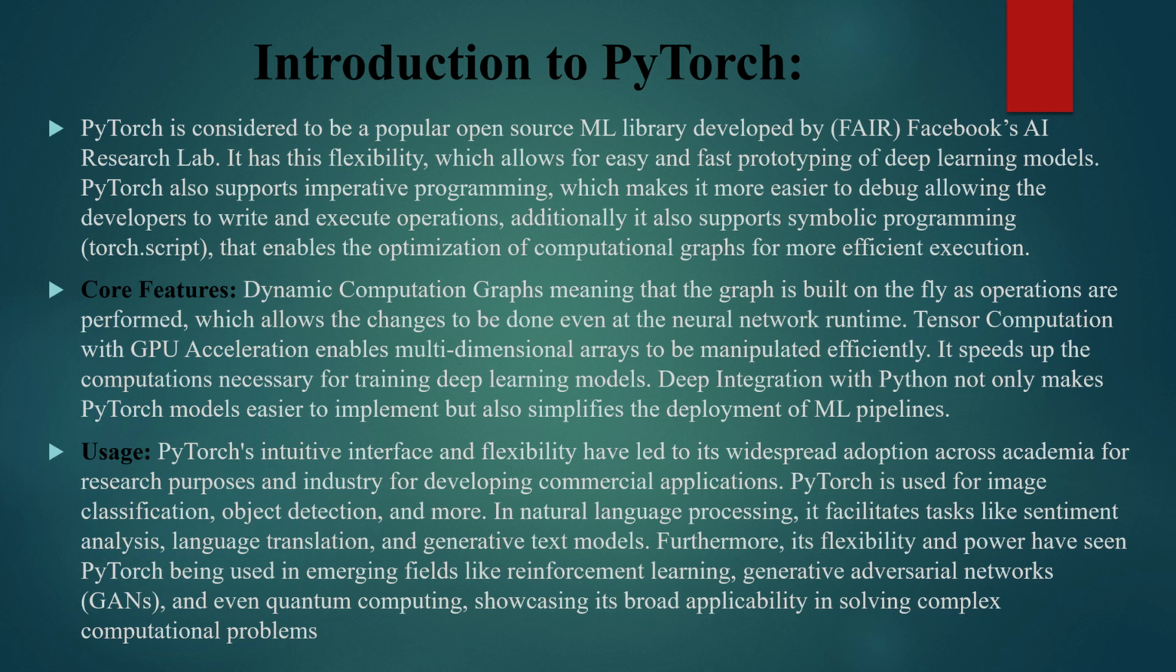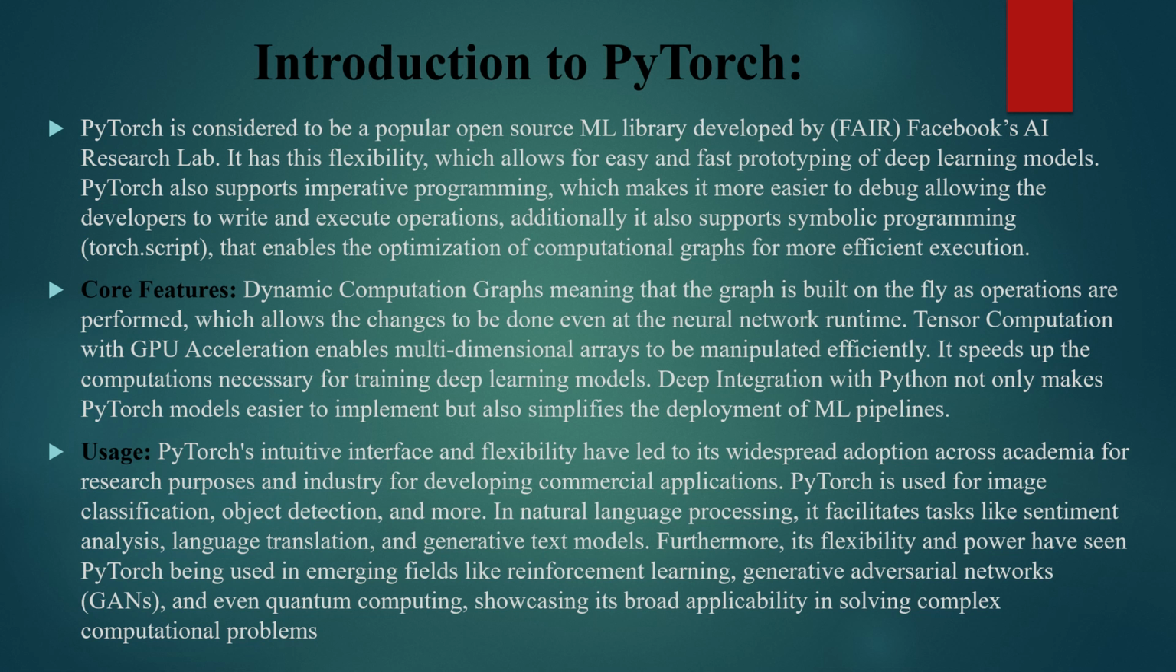One of the core features of PyTorch is its use of dynamic computation graphs. As I mentioned before, this graph is built on the fly as operations are performed. This offers a significant advantage in terms of flexibility, as it allows for changes to be made to the network architecture at runtime. PyTorch also uses the tensor library, enabling multidimensional arrays to be manipulated efficiently. These tensors are similar to NumPy arrays but have the added advantage of GPU acceleration.